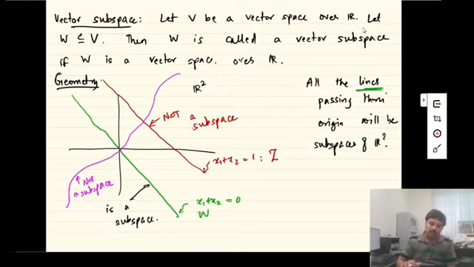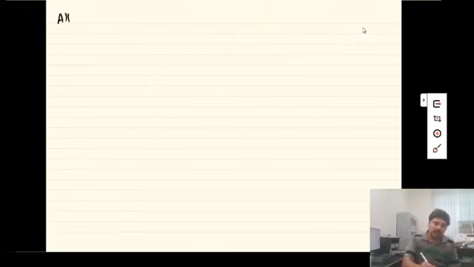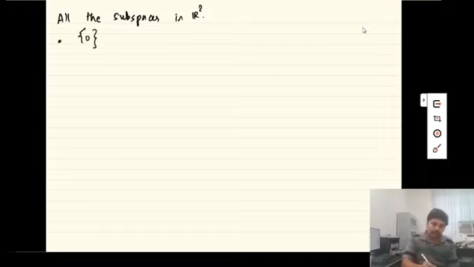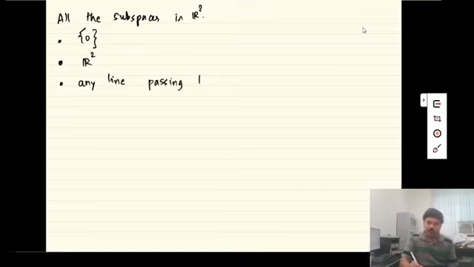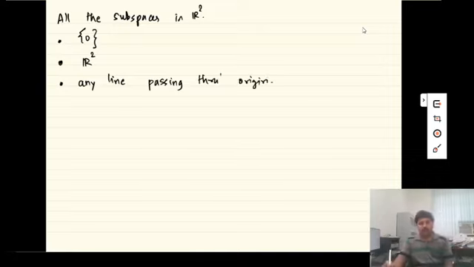So you can actually characterize all the subspaces in R2 geometrically. How do you do that? The singleton 0 is a trivial subspace, R2 itself is another trivial subspace, and any line passing through the origin will also be a subspace of R2. That is really very important. So geometrically, this characterizes all the subspaces of R2, and you can do the same thing for R3.